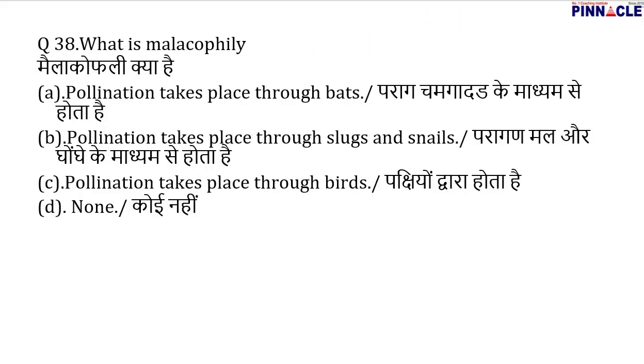Moving to question number 38, we have been asked what is malacophily. I have told you what is zoophily. When the pollination takes place with the help of animal, it is said to be zoophily. Similarly, when the pollination takes place through slugs and snails, then that type of pollination is said to be malacophily. So for question number 38, B, that is pollination takes place through slugs and snails, is the correct option.